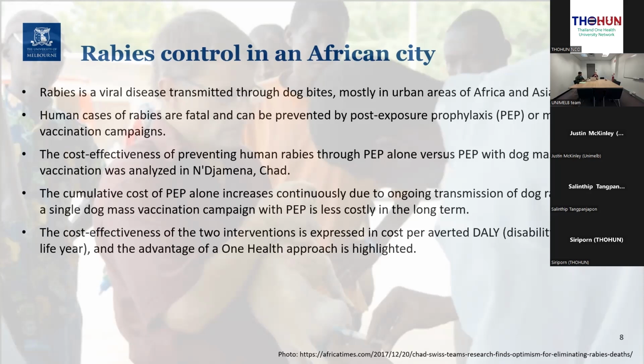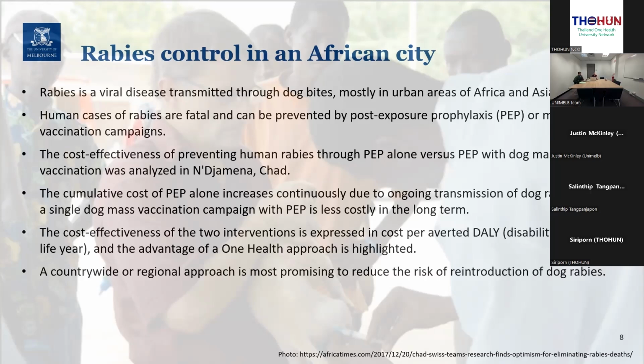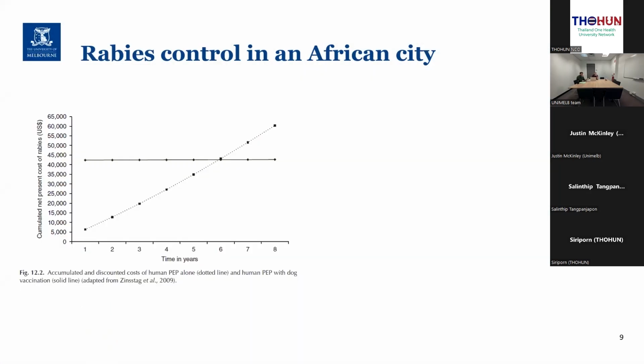They measured cost effectiveness through what the health economists on our call will be quite familiar with, the DALYs, the Disability Adjusted Life Year, and tried to see if there is an advantage to using a One Health approach. They concluded that a countrywide or regional approach is most promising to reduce the risk of reintroduction of dog rabies, because the wider your area of protection, the better off you'll be. But what are the results exactly?